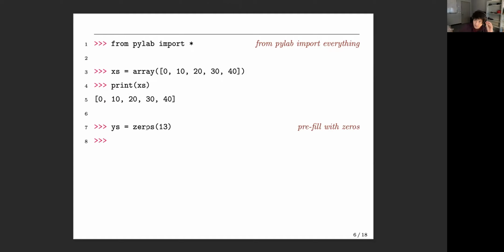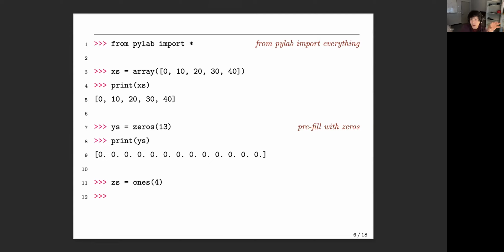There are some functions that are quite useful for reasons we'll see once we start plotting. But if you say zeros and 13, this is just going to give you an array pre-filled with 13 zeros. And just take notice of this point here. The zeros that it put in there were float zeros, not integer zeros. There's also a function called ones, which given a number will return you an array just full of ones.